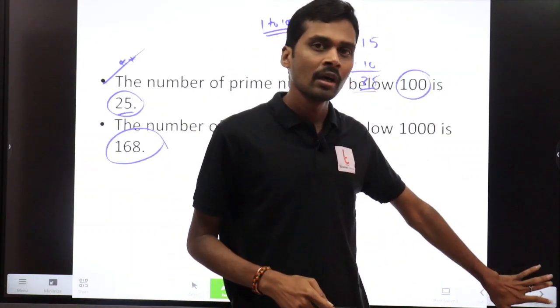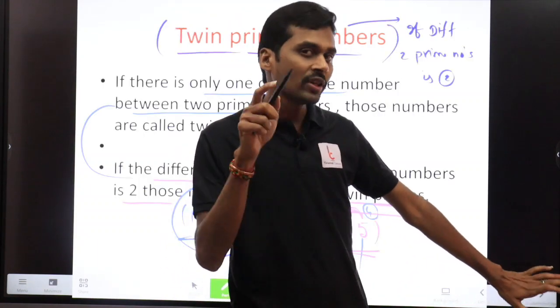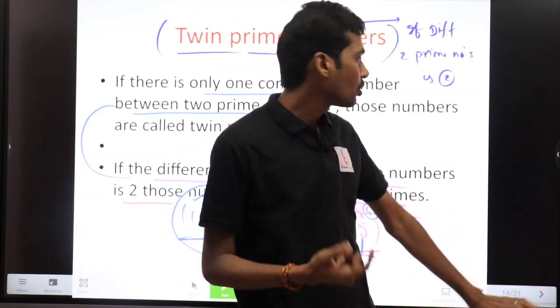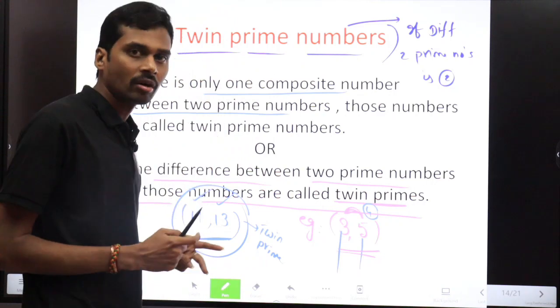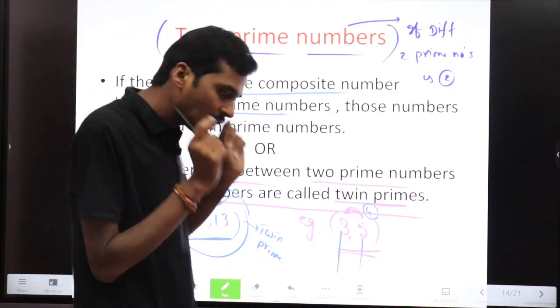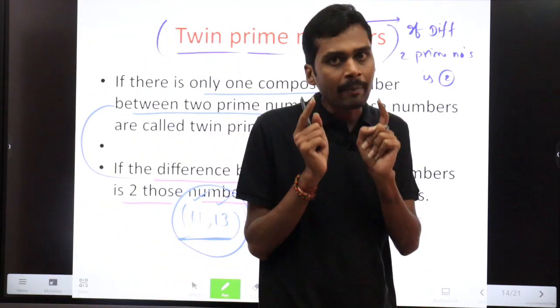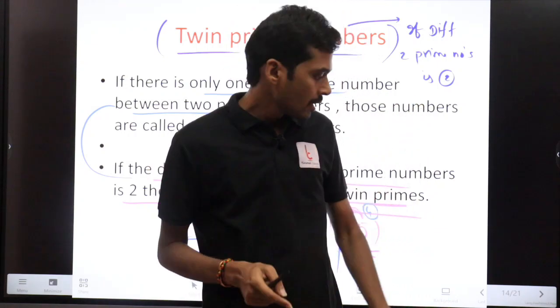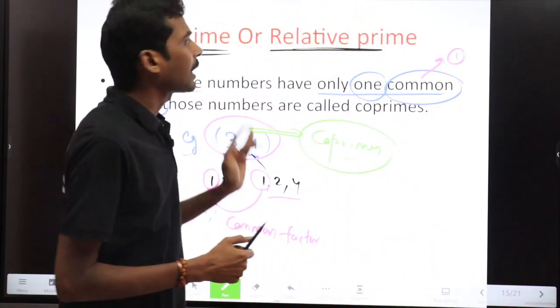Twin prime means what? Twin prime means the difference between two prime numbers is 2. Then those numbers are called twin prime numbers. But for twin primes, both the numbers must be prime numbers. And the next one is relative primes.